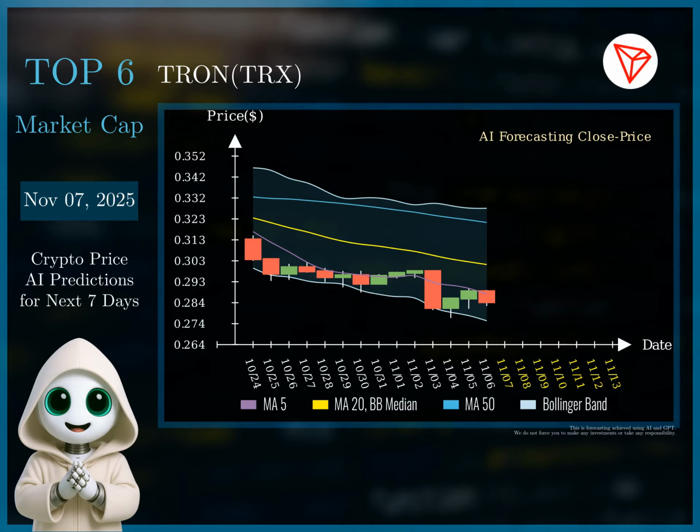I recommend entering a short position at $0.284. Place a stop-loss order at $0.289, just above the recent high, to limit potential losses if the price unexpectedly reverses. Set a target price at $0.275, aligning with the forecast and providing a reasonable profit margin.